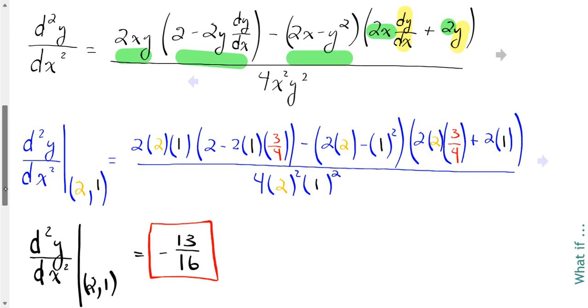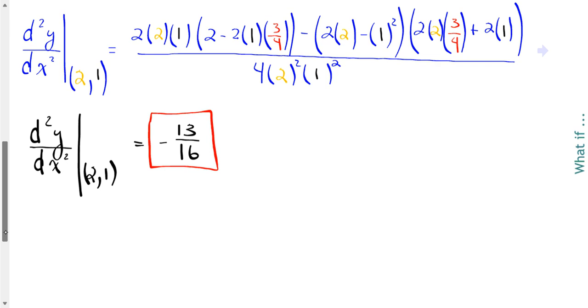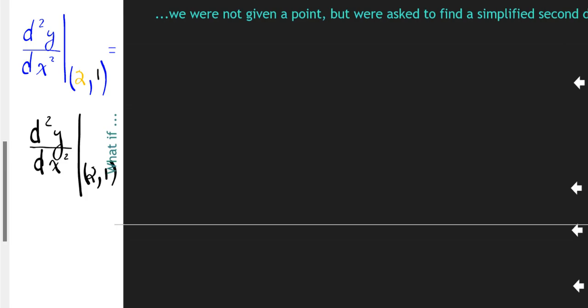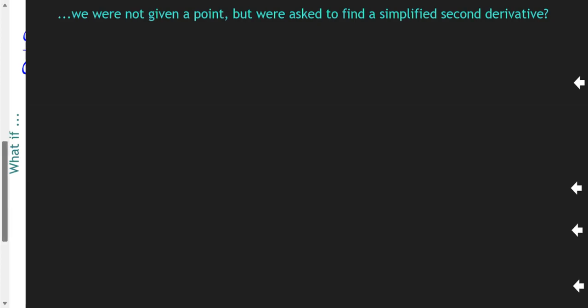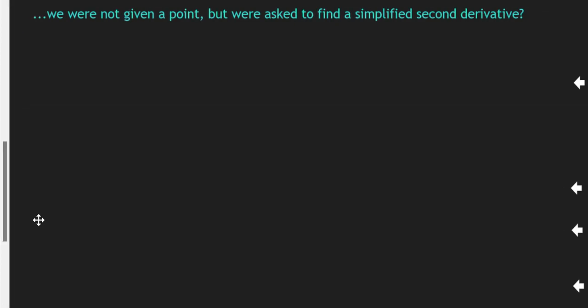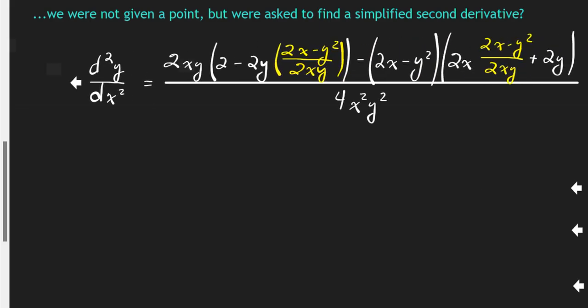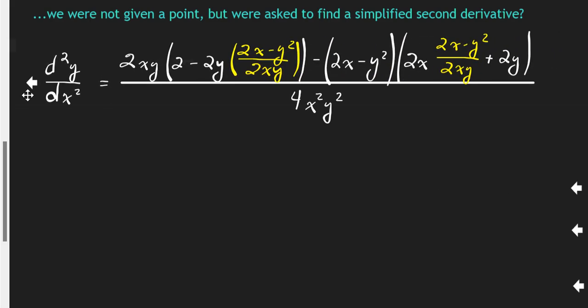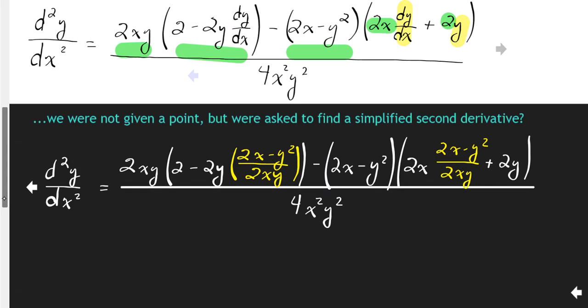Okay, we have 2 and a bit minutes left. So let me see what this what if is. I imagine this what if is if we didn't have numbers to plug in. There we go. So for those of you who wanted to see what happens if we just went all the way with variables, didn't plug in any number, there's my second derivative with the substitution. Okay, so there I replaced the dy dx with my first derivative, which was 2x minus y squared all over 2xy.